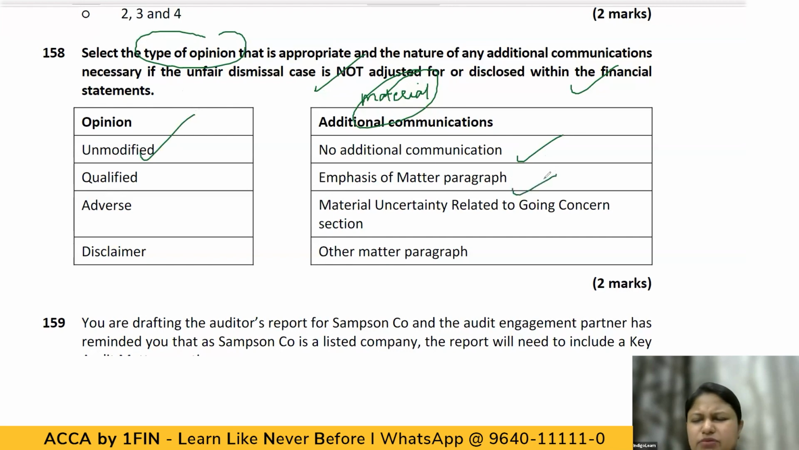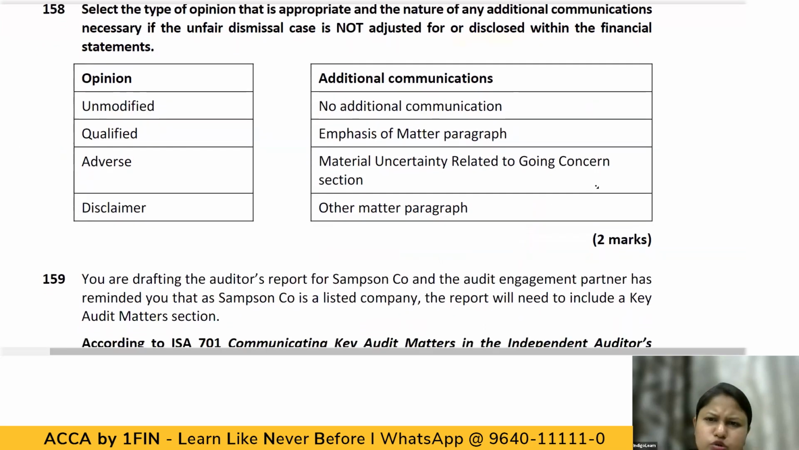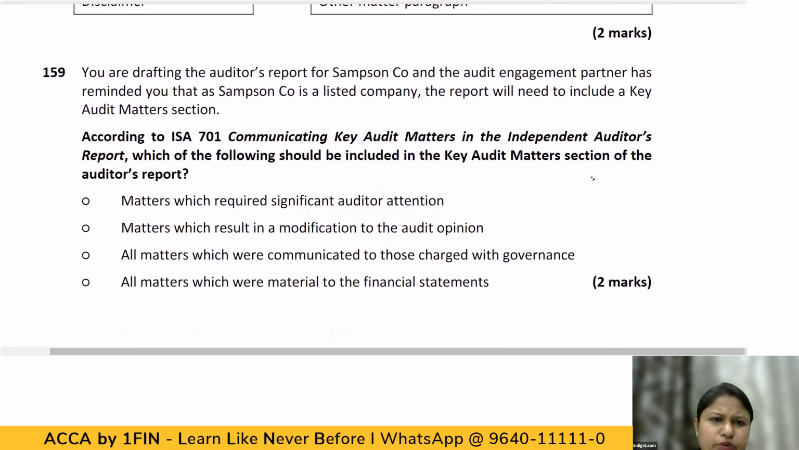Emphasis of matter you will give only when you have some material information to be communicated about the financial statements, and it is correctly disclosed. Nothing is disclosed here, so EOM won't come. It has nothing to do with the entity's going concern. The amount is not very big when compared to the company. And other matter is not required because there is nothing to talk about regarding the auditor's responsibility. So no additional communication is required. Either you can write it directly or you can use the elimination method; you can see it will not fit anywhere here. So no additional communication, and because it is not material, it is an unmodified opinion. Then we will go through the answer also so that you'll be sure about what we are doing.